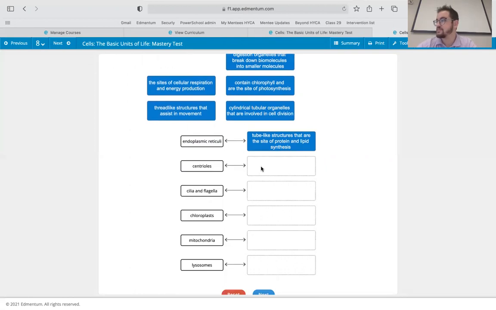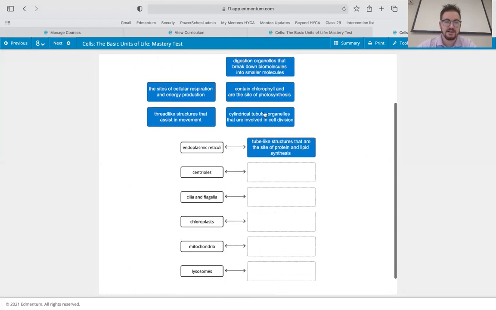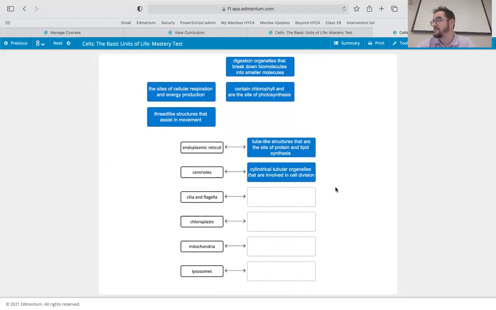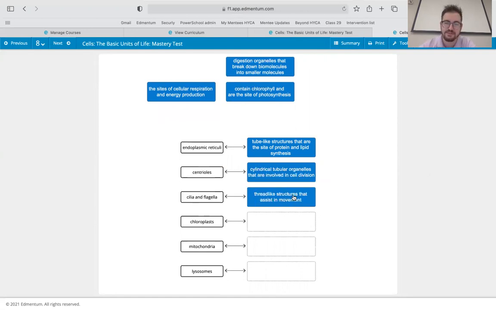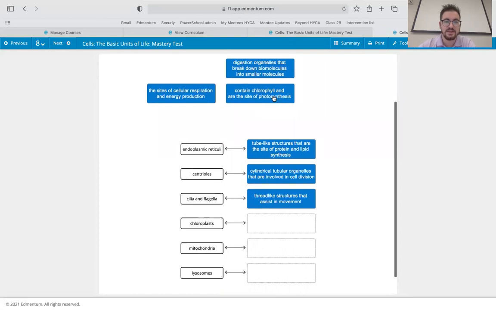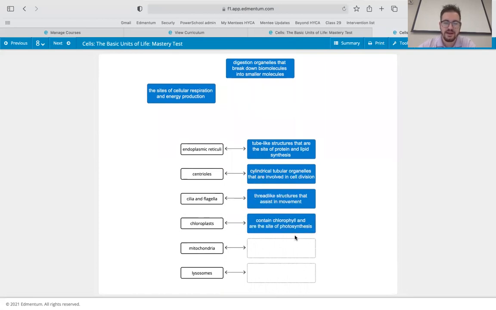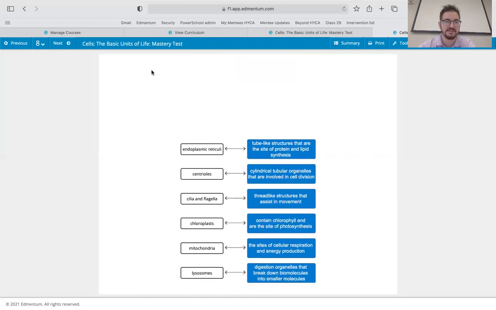Centrioles, all right, they are cylindrical tubular organelles, cell division, DNA, that kind of stuff. Cilia and flagella, like we talked about with the prokaryotes, the little tails, that's what they are. They are thread-like structures that assist in movement. Chloroplasts contain chlorophyll and help with photosynthesis. Mitochondria is the site of cellular respiration and energy production. So mitochondria produces, and lysosomes, like we talked about, digest.